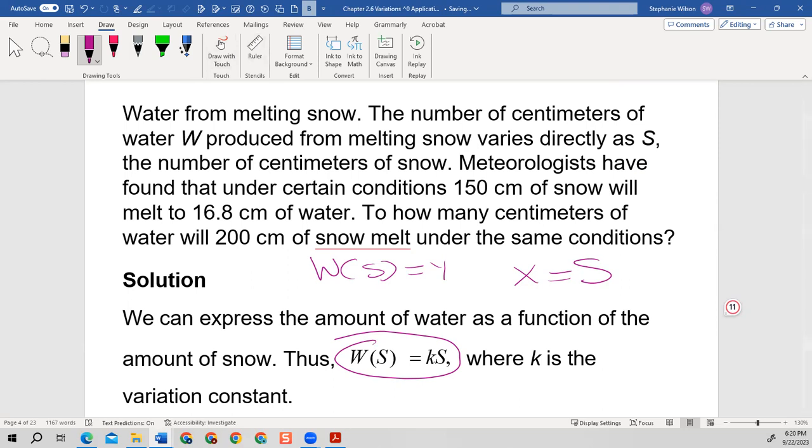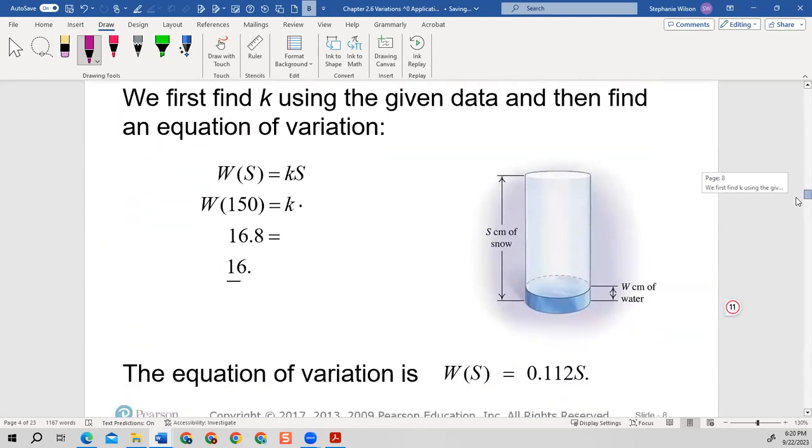So next, let's start solving for our equation. Whenever you do application problems, if you can draw charts or a picture, that would be in your best interest because sometimes it makes it easier. So if we got this cylinder and filled it up with snow, we fill it up with snow, and we got S centimeters of snow. And then after it melted, we got W centimeters of water left.